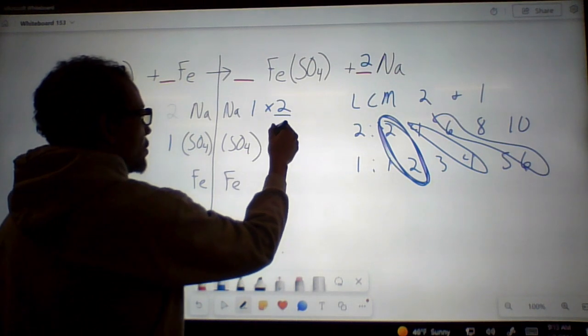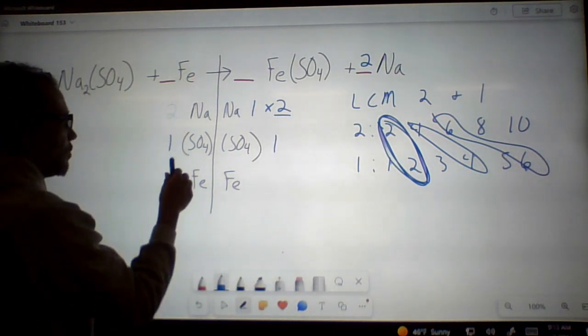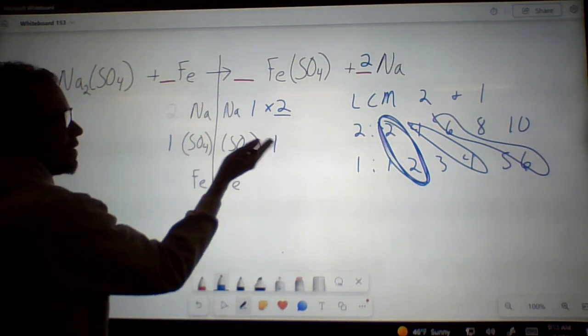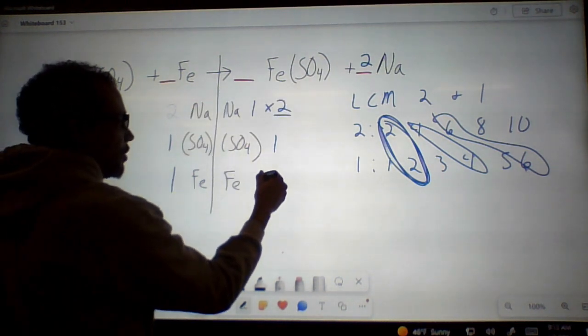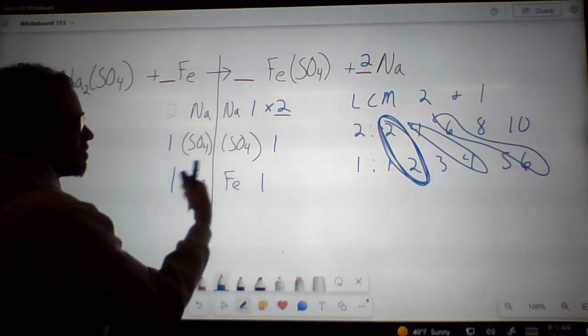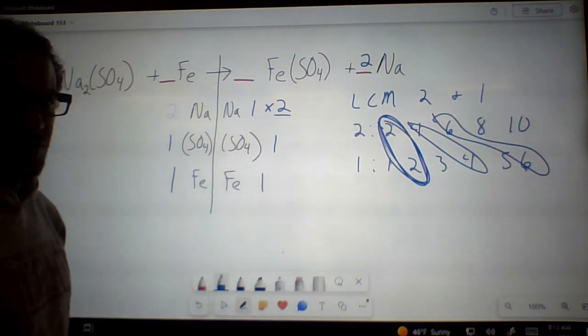Over here, we have one sulfate. Over here, and these are already balanced, so no work is needed. Over here, we have one iron. Over here, we have one iron. These are already balanced, so no more extra work is needed.